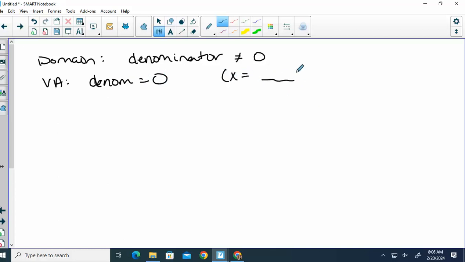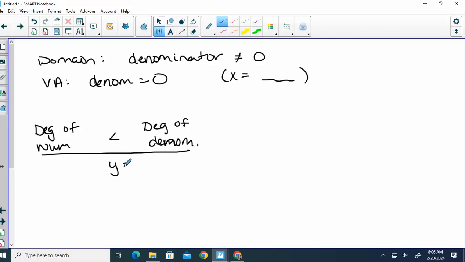These will always be x equals a number. So your domain, you're taking those numbers out. Those same breaks in your domain are where we get vertical asymptotes. Then horizontal asymptotes and oblique asymptotes all depend on the degree. If the degree of the numerator is less than the degree of the denominator, what does that mean? It's a horizontal asymptote, y equals 0.